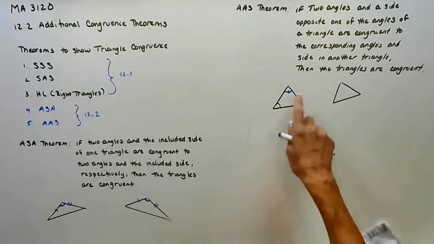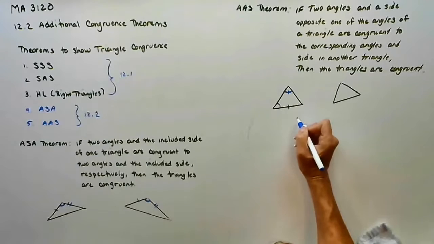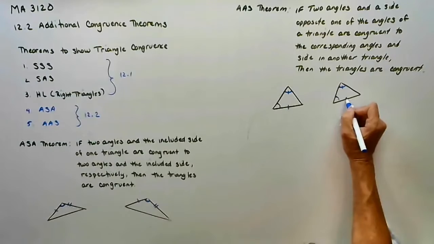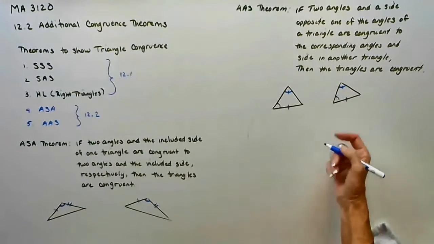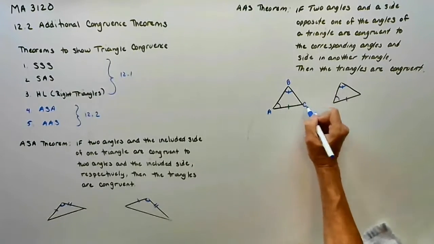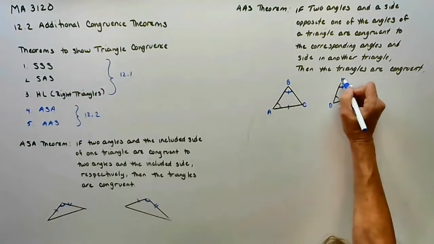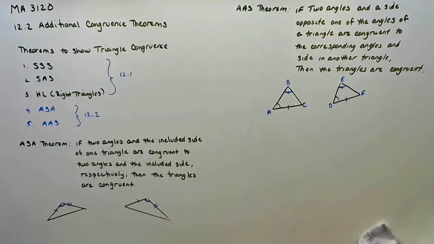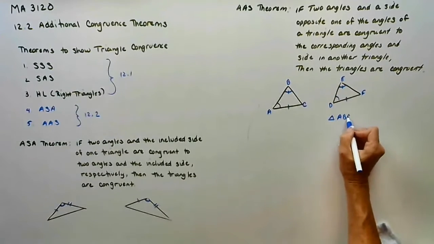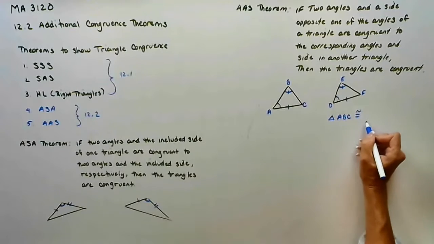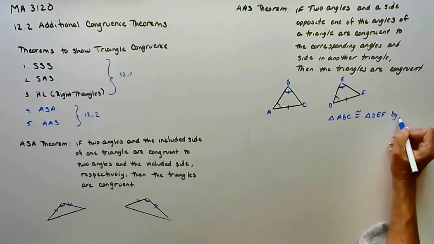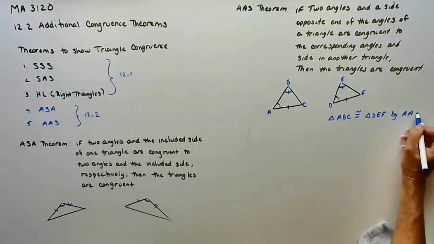Here I have two angles and a side opposite one of them that are congruent to their corresponding two angles and a side opposite, then these two triangles are congruent. So if this is triangle ABC and this is triangle DEF, we would say that triangle ABC is congruent to triangle DEF by angle, angle, side.